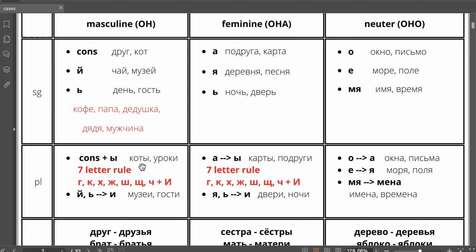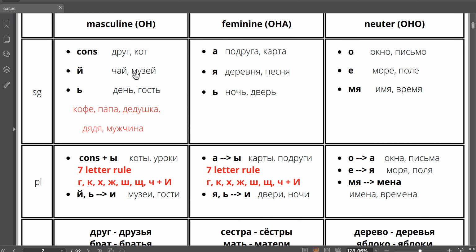T, just a normal consonant, not one of these. So we write E. What do we do if our masculine noun has a short Й ending or a soft sign? Now we change this ending to И. In this one we add И, and in this one we change the ending to И.